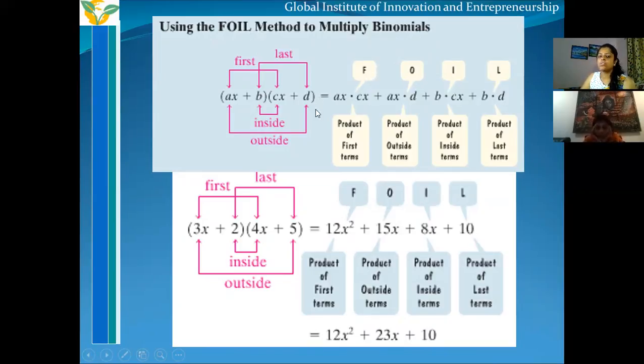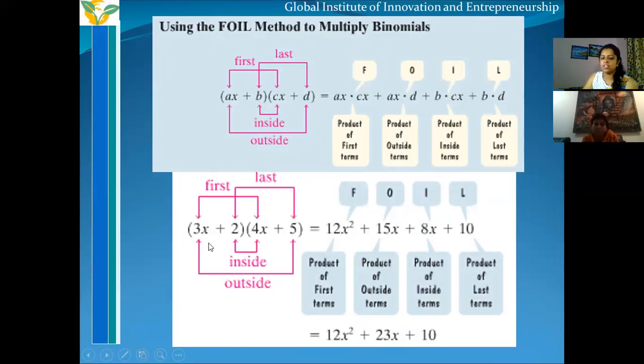So first means ax, and the first of the second bracket is cx. Product of first terms. Next is product of outside terms. What are the outside terms? ax and d. Product of inside terms. What is the product of inside terms? b and cx. Next, product of last terms. What is that? b and d. So this is the operation which I can carry out when I multiply two binomials.